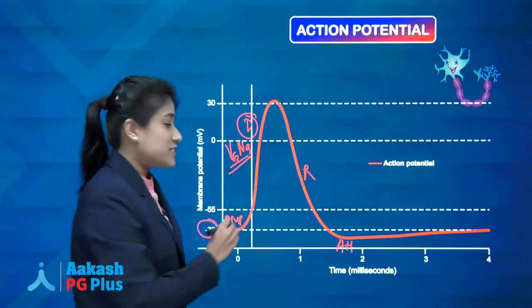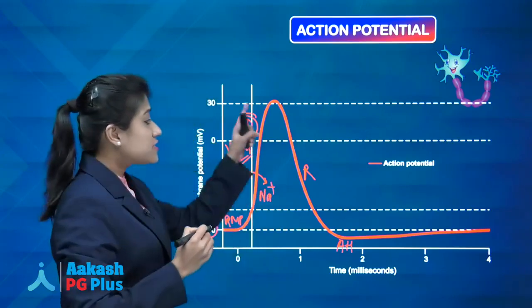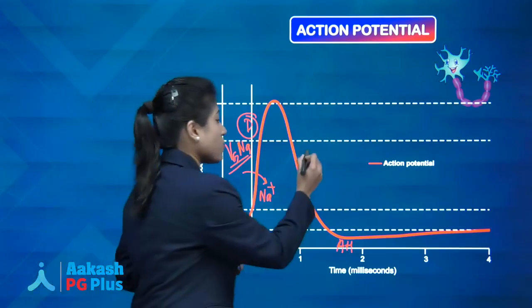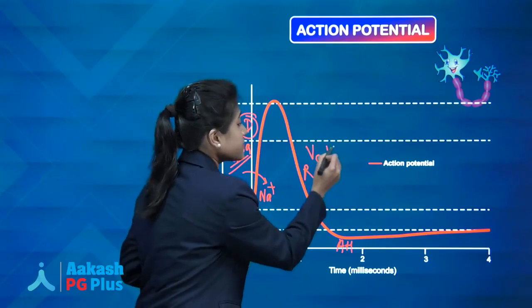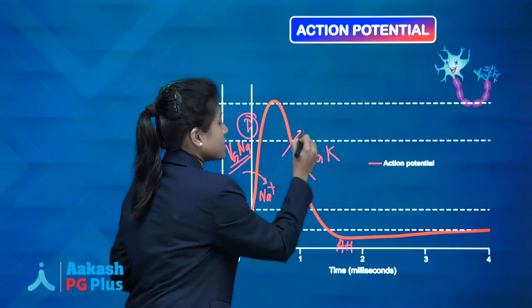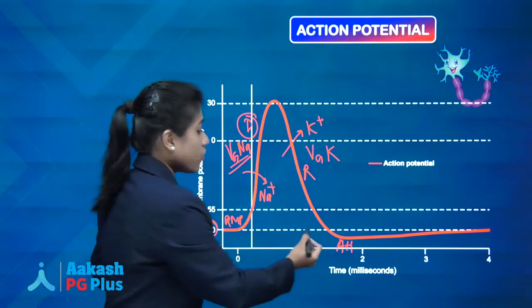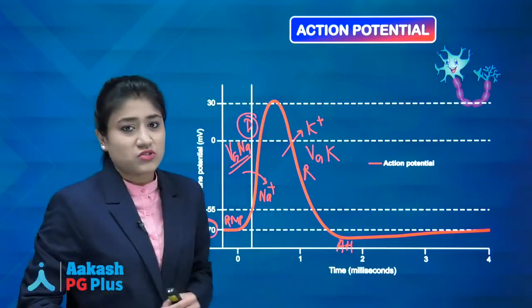Due to opening of this channel, we are getting influx of sodium, and this repolarization is due to opening of voltage gated potassium channels, which are doing what? Which are doing efflux of potassium, causing repolarization. And what about this after hyperpolarization?